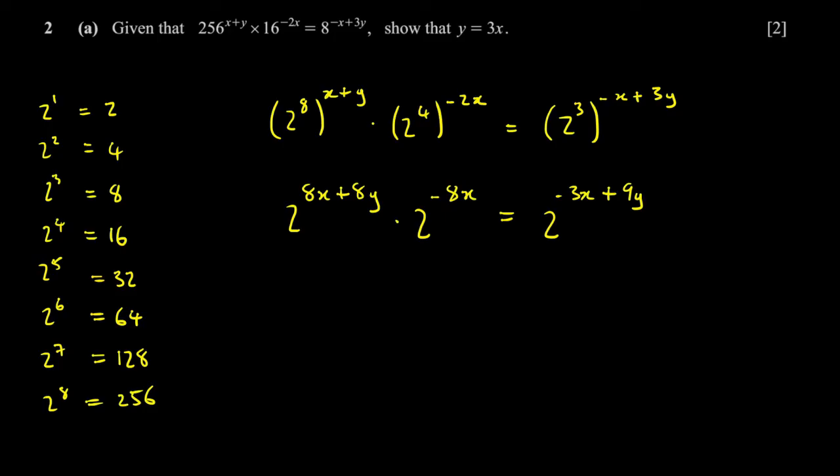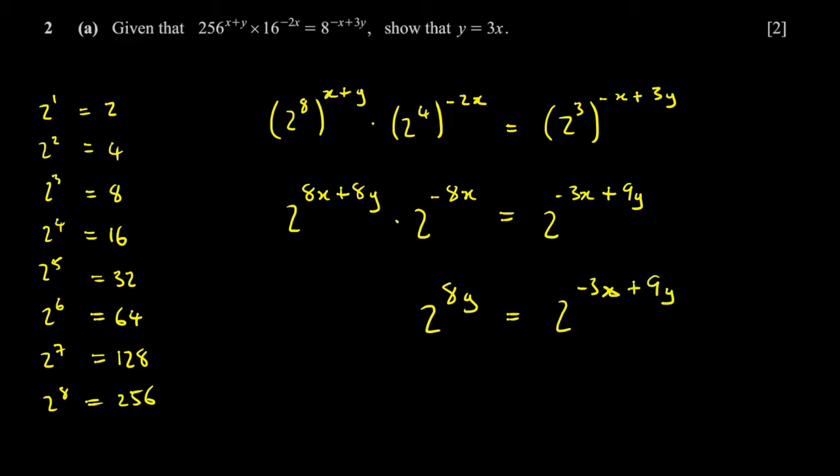Okay, then, second indices rule. If I've got a to the power of x times by a to the power of y, then I add up the powers. I get a to the power of x plus y. And so that's what I'm going to do on the left-hand side. So on the left-hand side, I've got this plus this. So 8x minus 8x will be 0. So I'm going to be left with 2 to the power of 8y is equal to 2 to the power of negative 3x plus 9y.